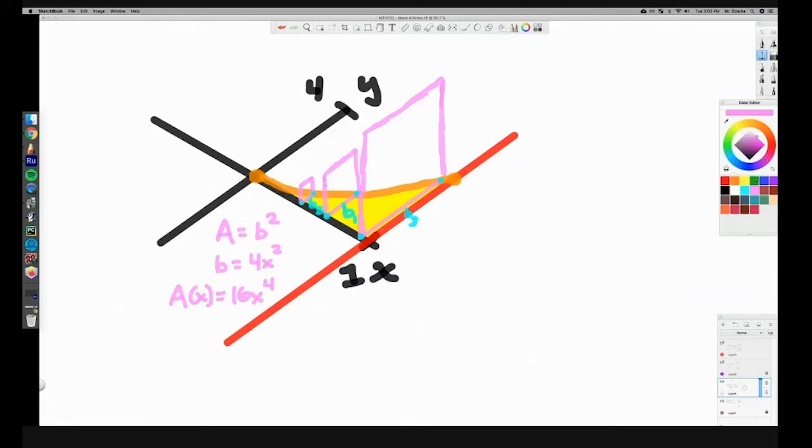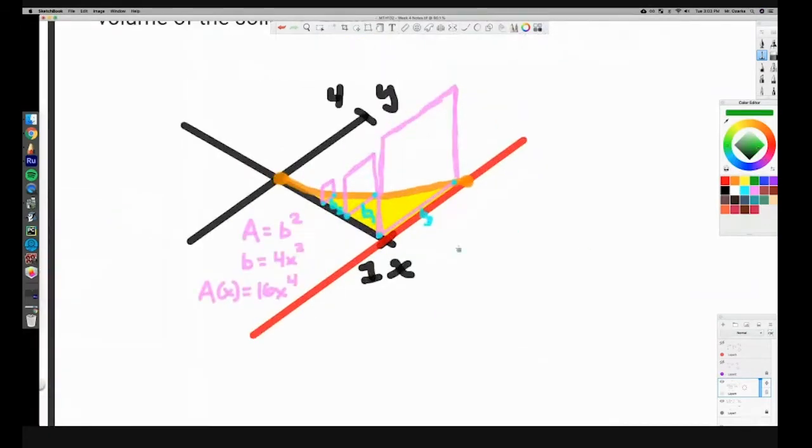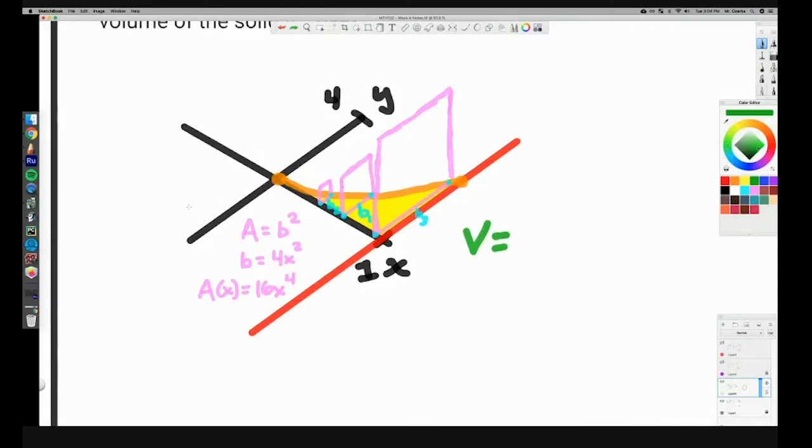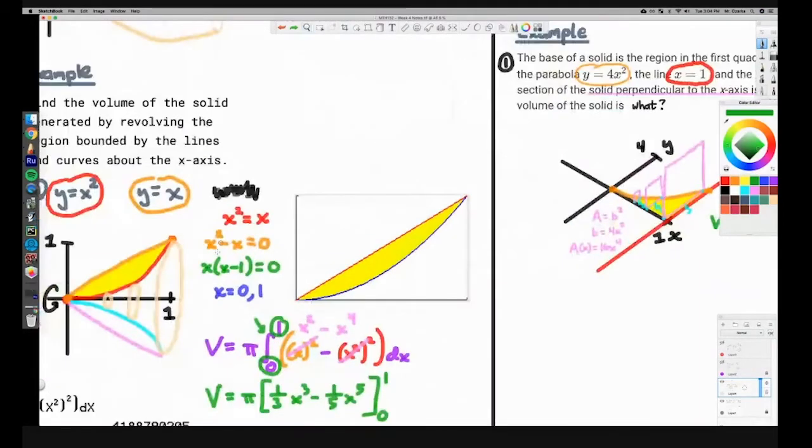Let's go with green. So we're going to do the volume. The volume is equal to, there's no pi. I was going to write pi, that's embarrassing. We're not doing anything rotationally. There's a little tip for you: anytime you see a circle or sphere or anything like that, you're going to see a pi.